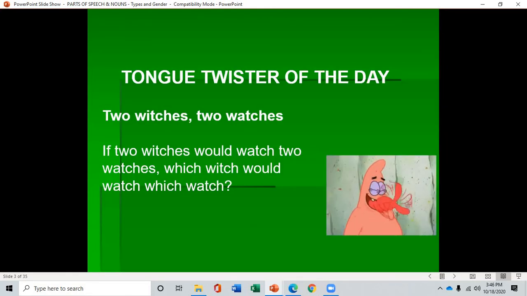Next, our tongue twister is 2 witches, 2 watches. So I hope that although you are just watching my video, you'll be able to practice this tongue twister of the day, okay? Okay, let's begin. If 2 witches would watch 2 watches, which witch would watch which watch? Again, 2 witches, 2 watches. If 2 witches would watch 2 watches, which witch would watch which watch? And that is our tongue twister of the day.